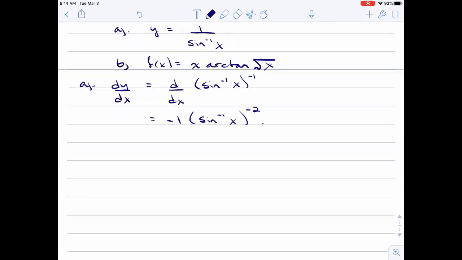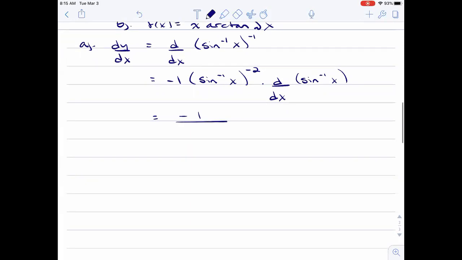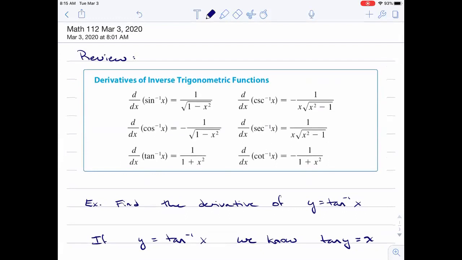Then I have to use the chain rule because I've got a function inside, right? And so then I have to multiply that by the derivative of sine inverse of x, whatever is on the inside. Derivative of the outside times the derivative of the inside. So now we've got negative 1 over, and I'll put the sine inverse x squared in the denominator already, times the derivative of sine inverse of x, which we said was 1 over the root of 1 minus x squared.